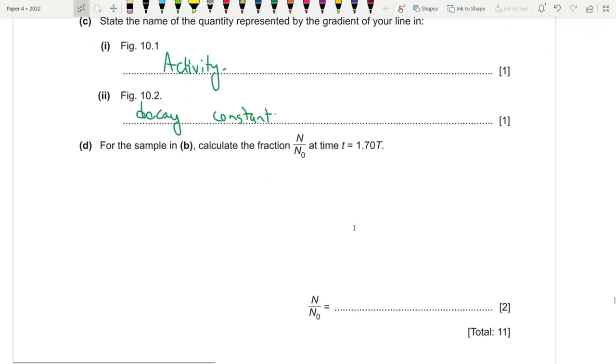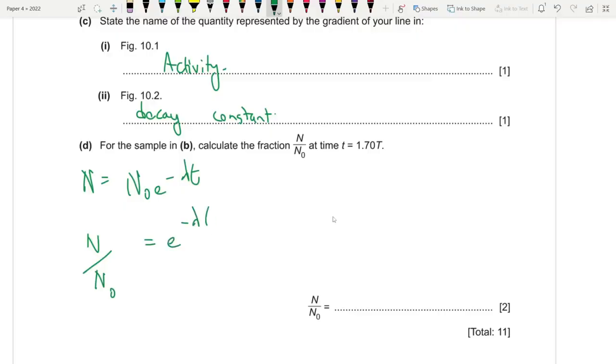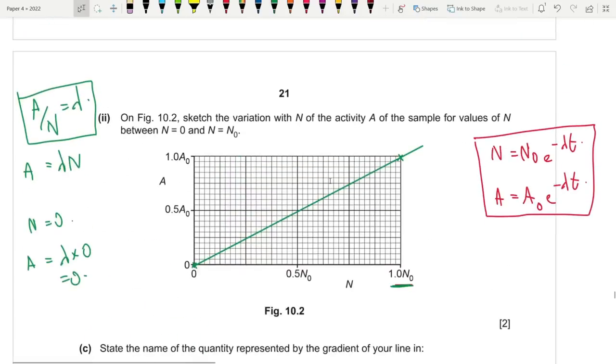Okay, last. For the sample in B, calculate the fraction N by N naught at time. Oh, this is exactly what I was talking about. We know that N is equal to N naught e to the power minus lambda t. So N by N naught, if we bring them to one side, we end up with e to the power minus lambda t. So it's basically N by N naught is equal to e to the power minus. Do we know the value of lambda?